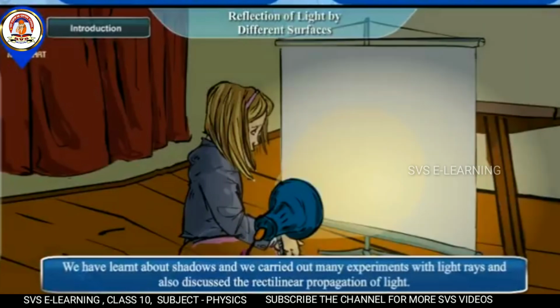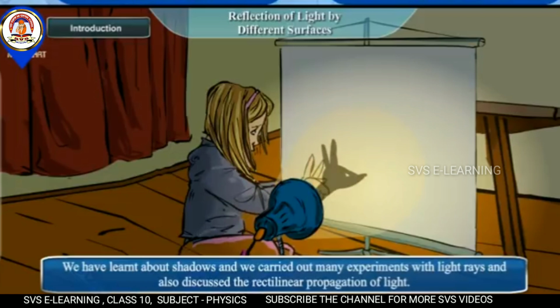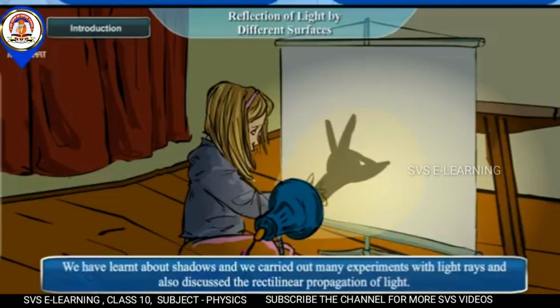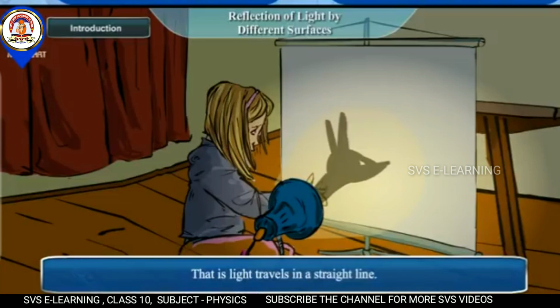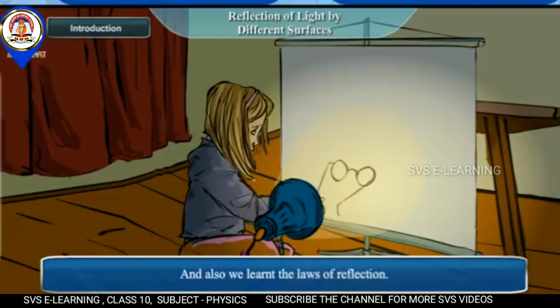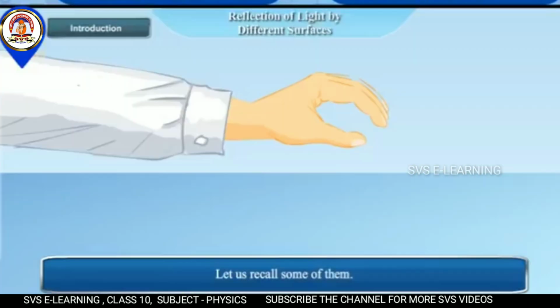We have learned about shadows and we carried out many experiments with light rays and also discussed the rectilinear propagation of light, that is, light travels in a straight line. And also we learned the laws of reflection. Let us recall some of them.